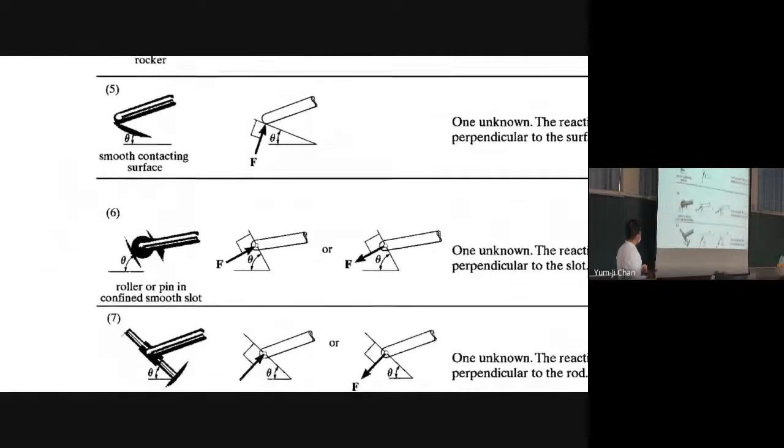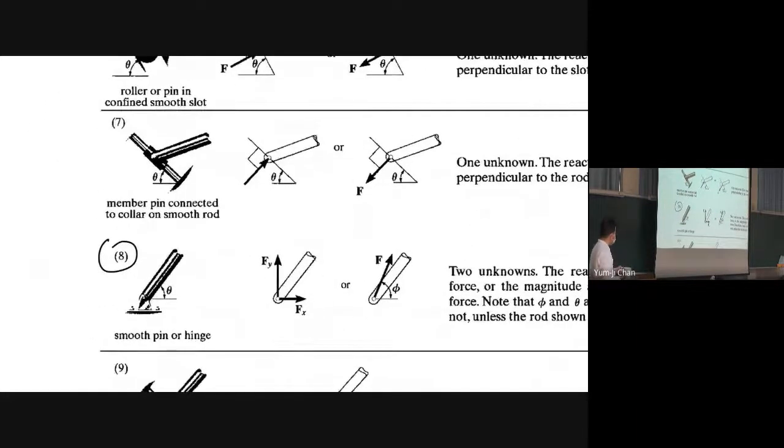Now we go to number 8. This one is a hinge, and sometimes if you see a Chinese textbook, it's called this one or this one. Now in this case, we have only one hinge here, but it is fixed to the ground.